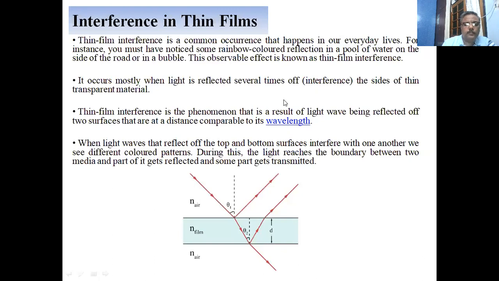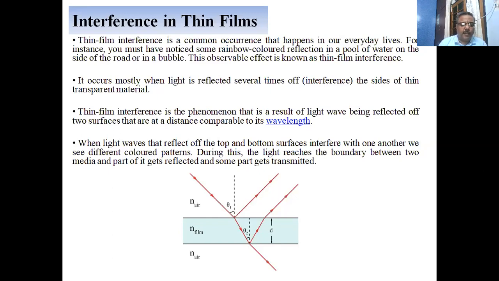Now we see the phenomenon of interference in thin films, which is commonly observable in soap bubbles and in pools of water. Whenever we see a rainbow in a soap bubble, that is due to the interference of light. Thin film interference is the phenomenon that results from light waves being reflected off two surfaces that are at a distance comparable to its wavelength. So the thickness of the film should be of the order of the wavelength of light. If there is a very thick film, then there will be no interference.